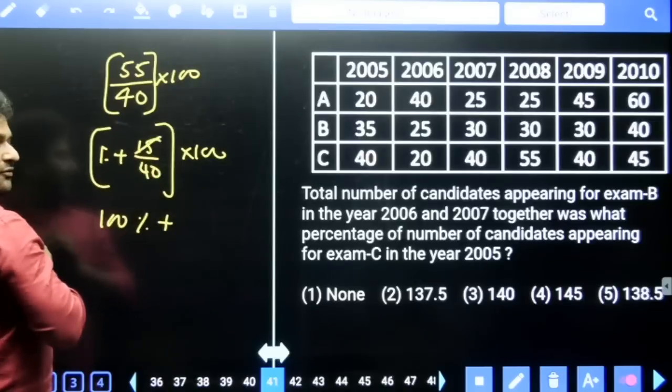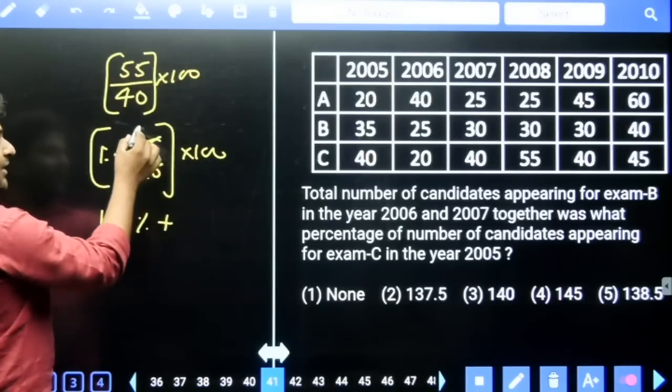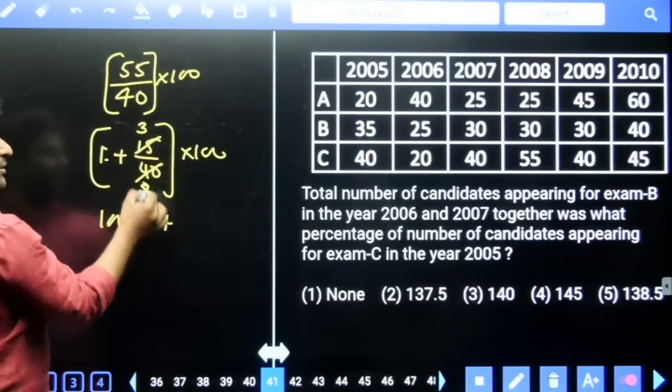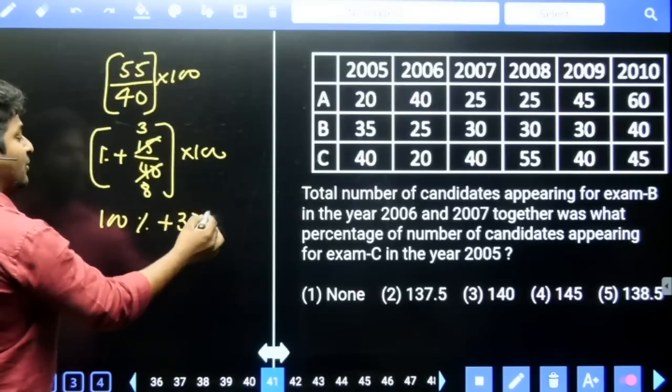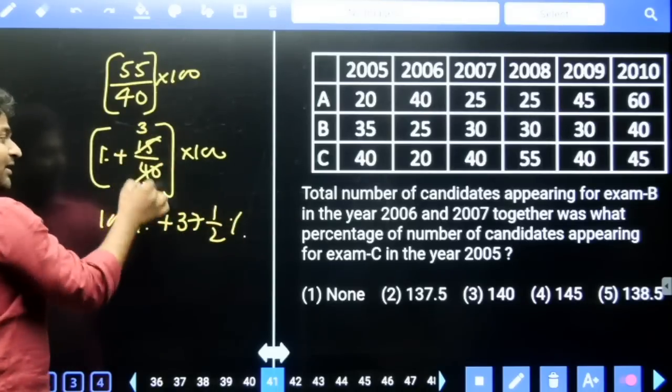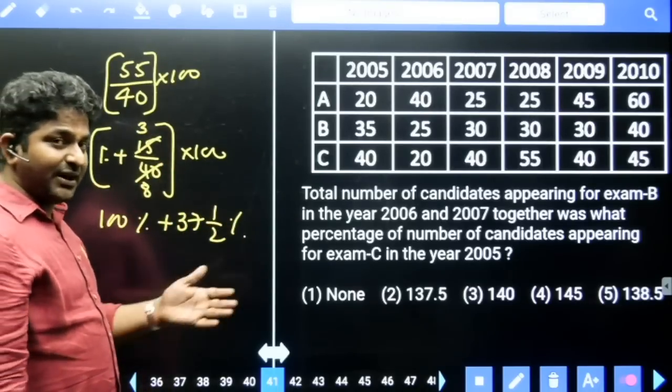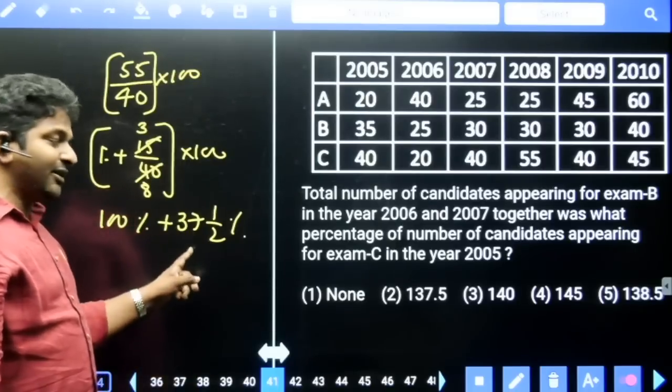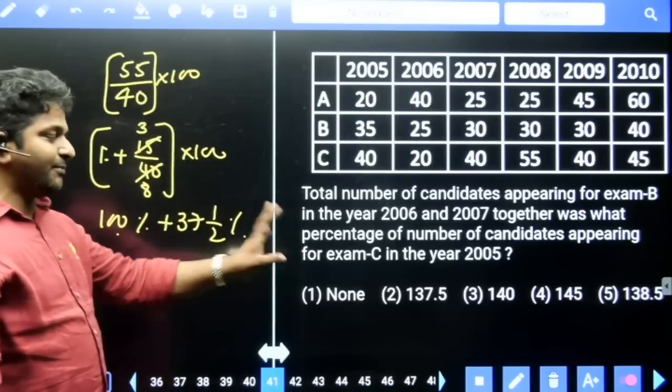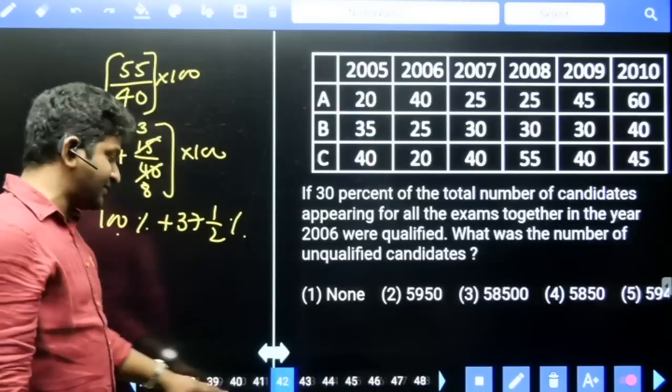Plus 15 by 40 can be written as 5 3 times and then 8 times. What do you mean by 3 by 8? That is equal to 37.5%. We have learned these conversions in percentage chapter. 3 by 8, that is equal to 37.5%. 100% plus 37.5%, 137.5%, second option answer.